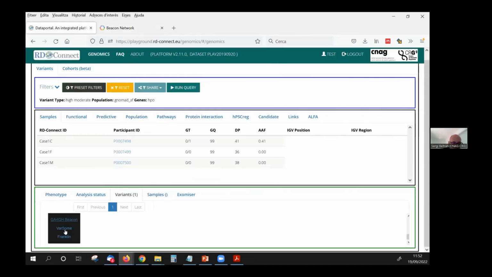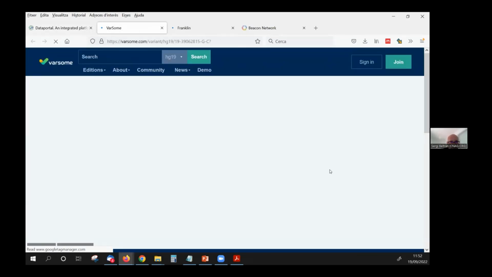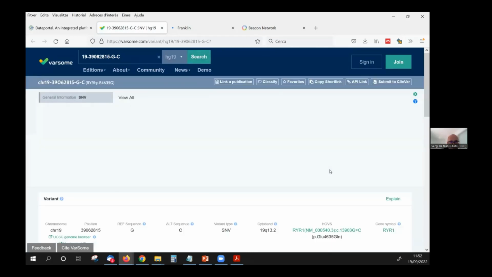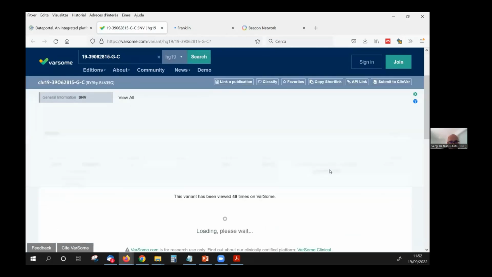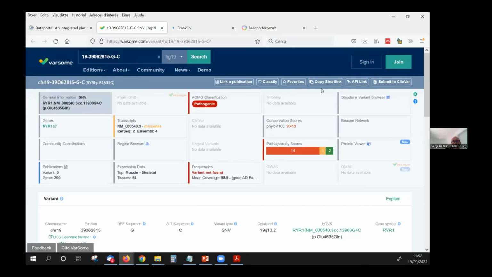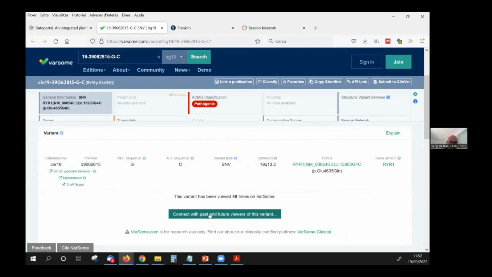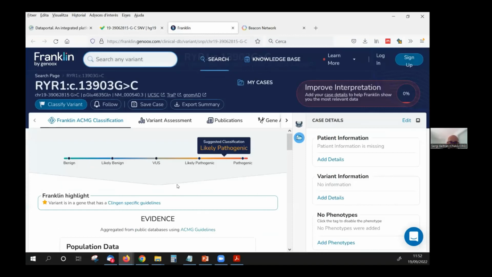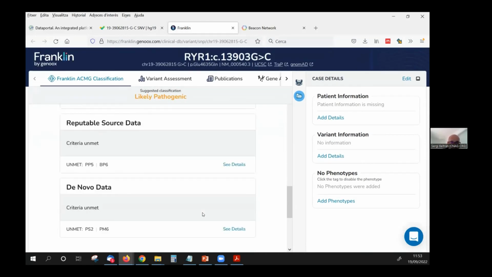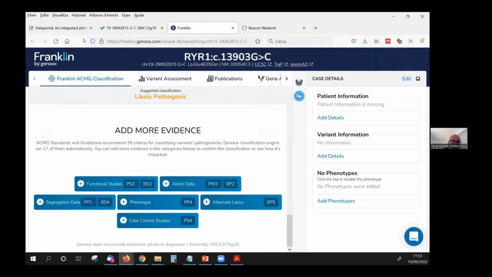And then I could look into Varsome and Franklin again and see what they tell me about this variant. Okay, in this case, Varsome is telling me that this variant is pathogenic. It's quite likely, with a lot of likelihood. So it's probably something that we can believe. And also Franklin, in this case, tells us it's likely pathogenic. So it is between likely pathogenic and pathogenic. And also it's telling us that it's likely that it might be causing disease.